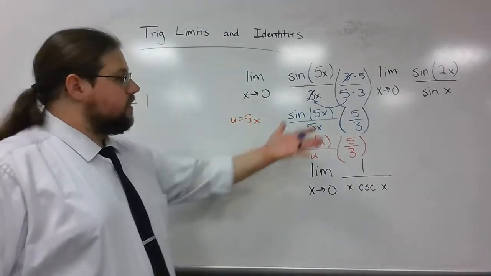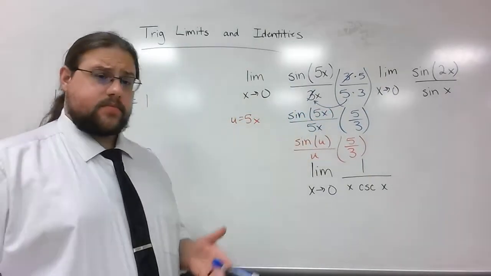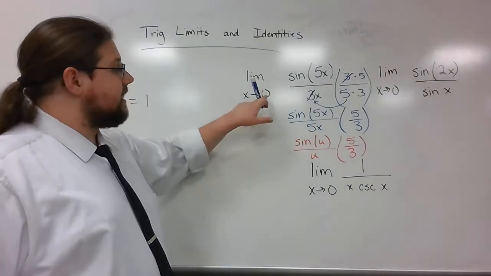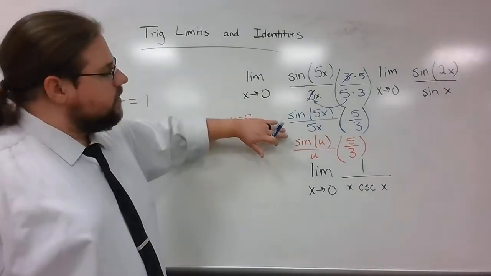All I did was take that kind of uglier expression, 5x, and turn it into something prettier, u. Now, here's the thing. As x goes to 0, u is going to go to 0 too. Just think about it. If you plug in 0 into 5x, you're still going to get 0. So that's all I had to do.